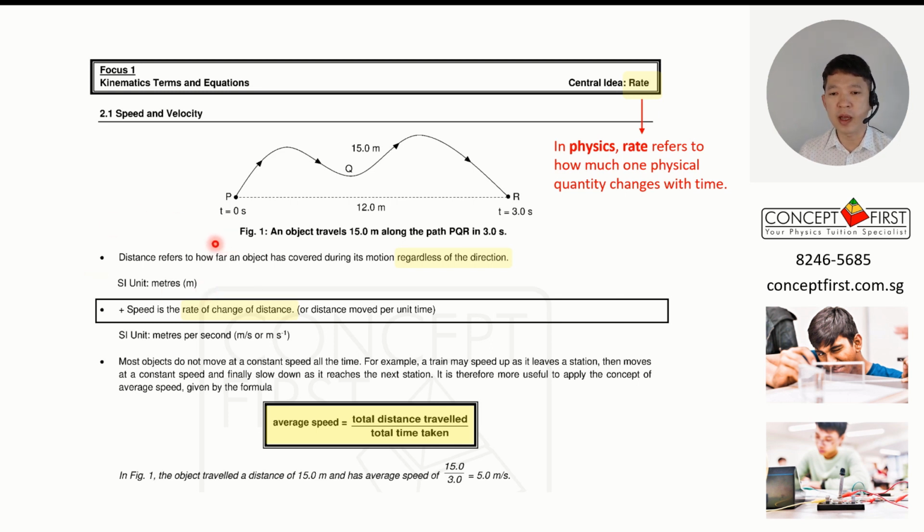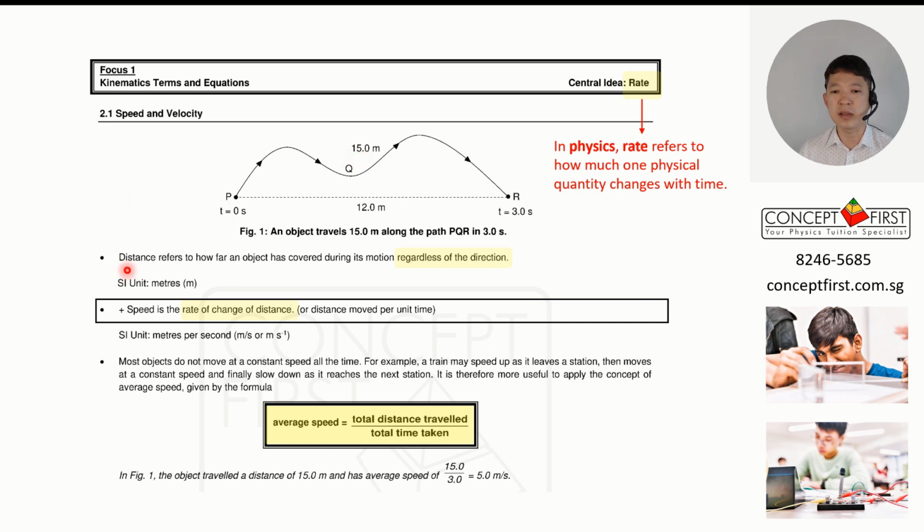We have an object at original position P, and that is at time 0. It traveled this path, curvy path, to position R, and that is 15.0 meters. Okay, it reaches R at time 3.0 seconds. So it's just that straightforward. The length of the path taken is 15.0 meters, so the distance traveled is 15.0 meters.